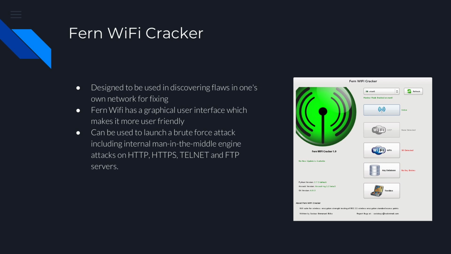It has an automatic access point attack system. It can hijack sessions in different Ethernet modes. Fern can also track AP MAC address and geographical location. It can also launch brute force attacks and internal man-in-the-middle engine attacks on HTTP, HTTPS, Telnet, and FTP servers. That's it about Fern Wi-Fi Cracker. Now I'm going to hand it to Kevin Dobyns, who's going to tell us more about the three tools.